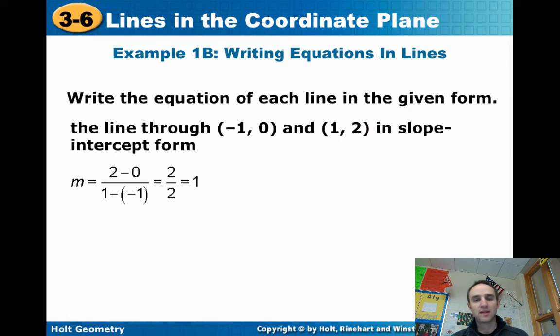Okay, so the next one, they give us 2 points and they want it in slope-intercept form. Well, anytime they give you 2 points, the first thing you have to do for either slope-intercept form or point-slope form is find the slope. We need to know the slope to be able to do that.